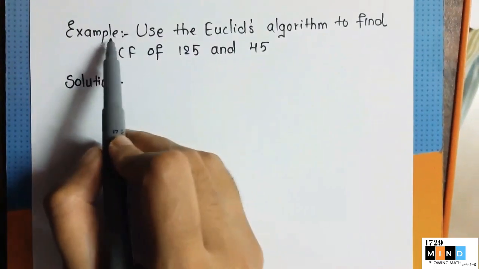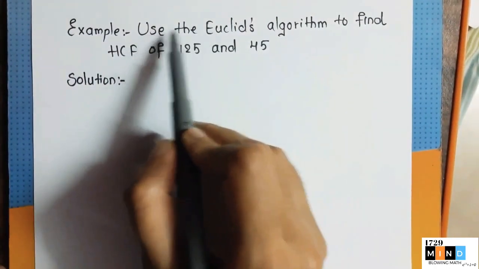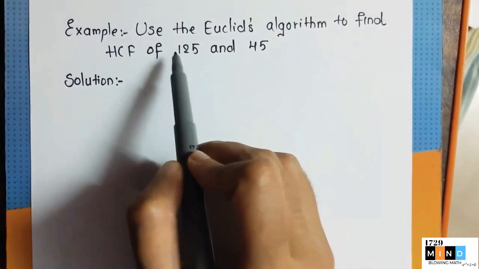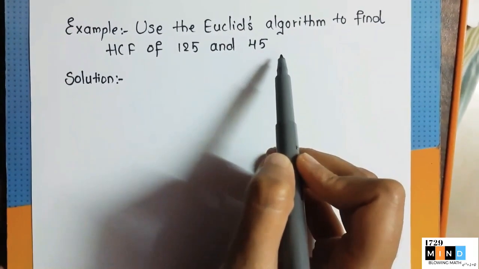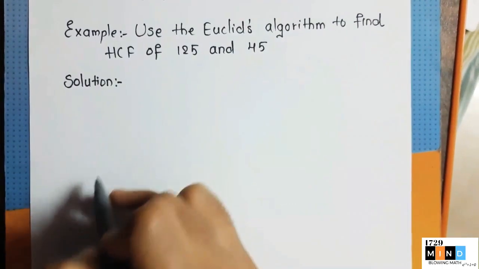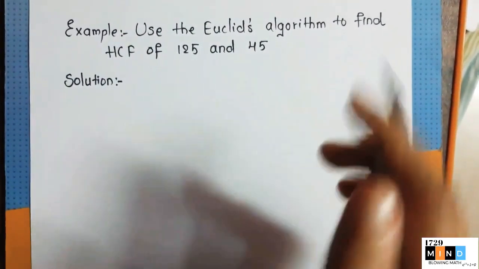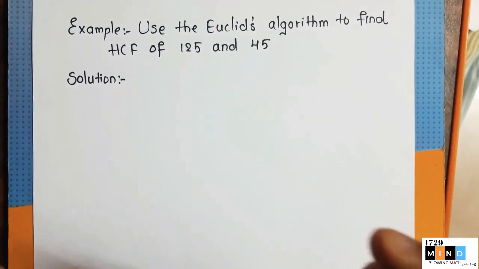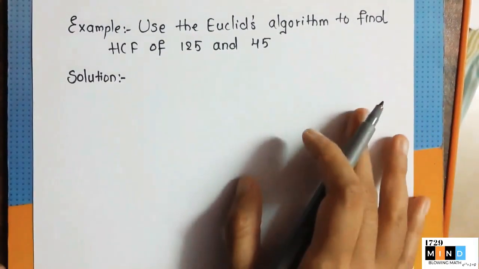Now we will see one example. Use Euclid's algorithm to find the HCF of two numbers, 125 and 45. Now we will go to the solution, how to write the algorithm. Algorithm means step by step procedure for solving any problem.